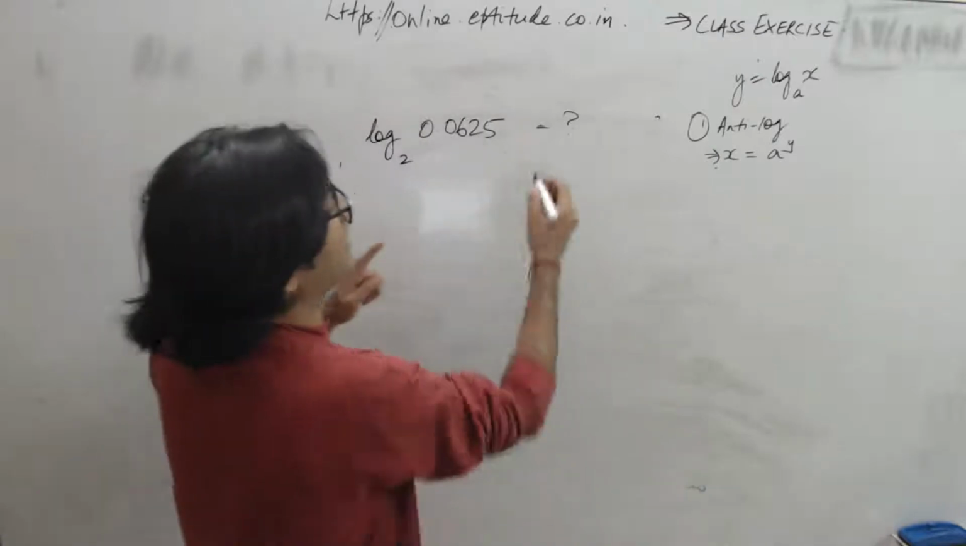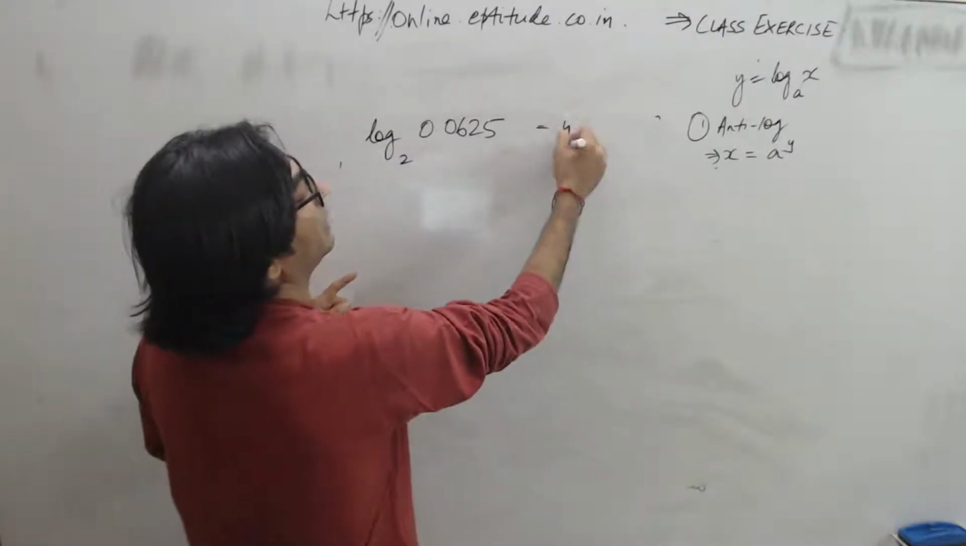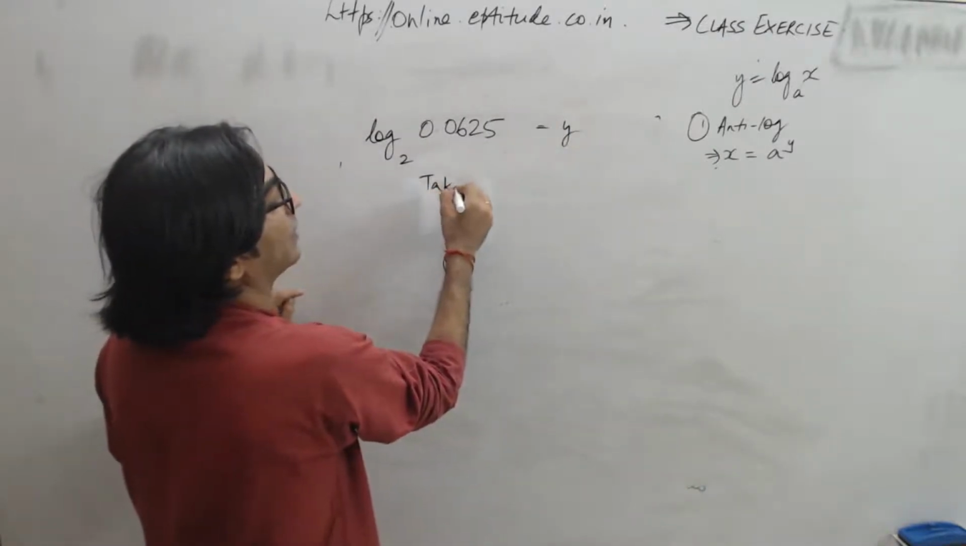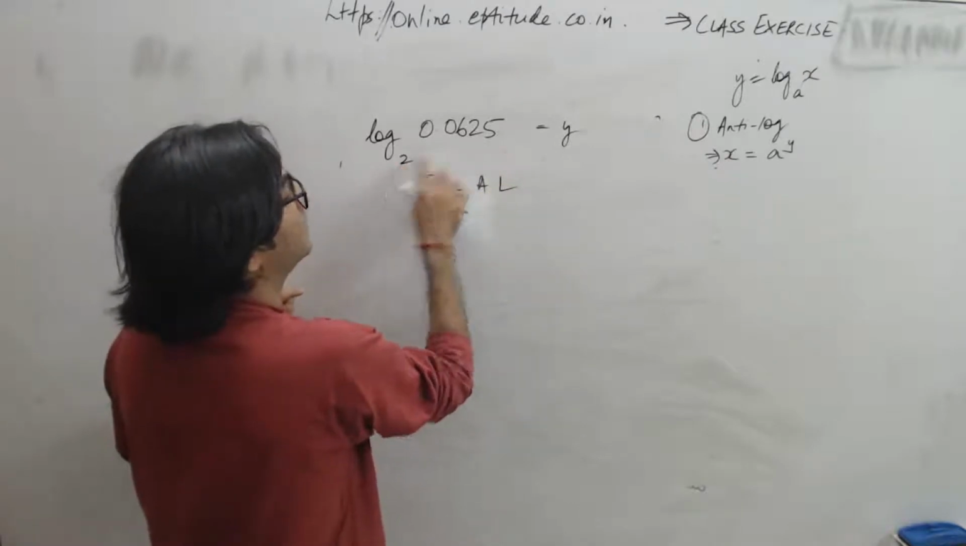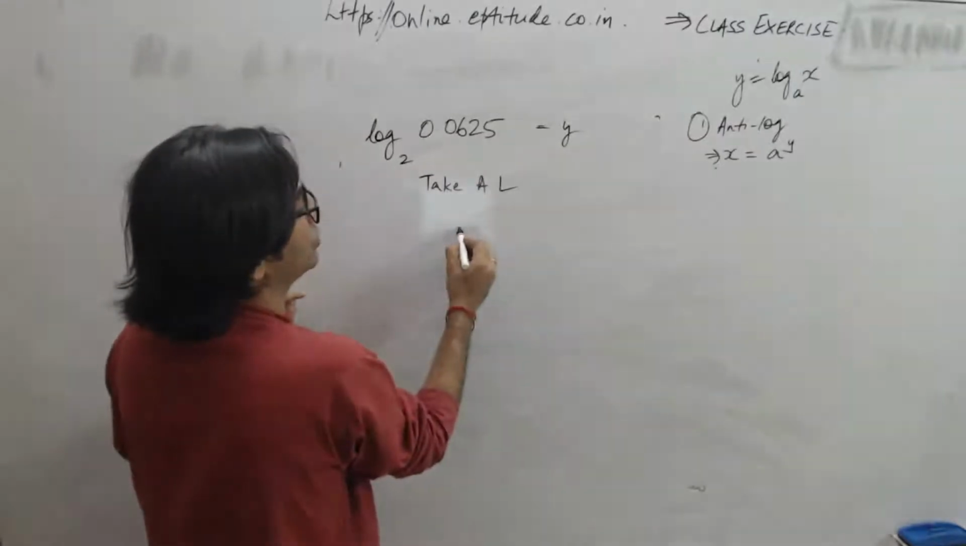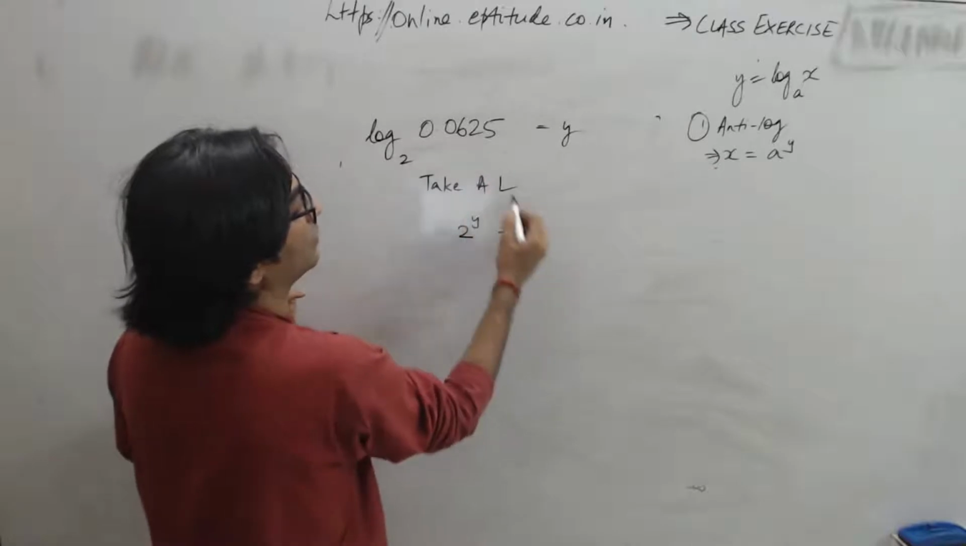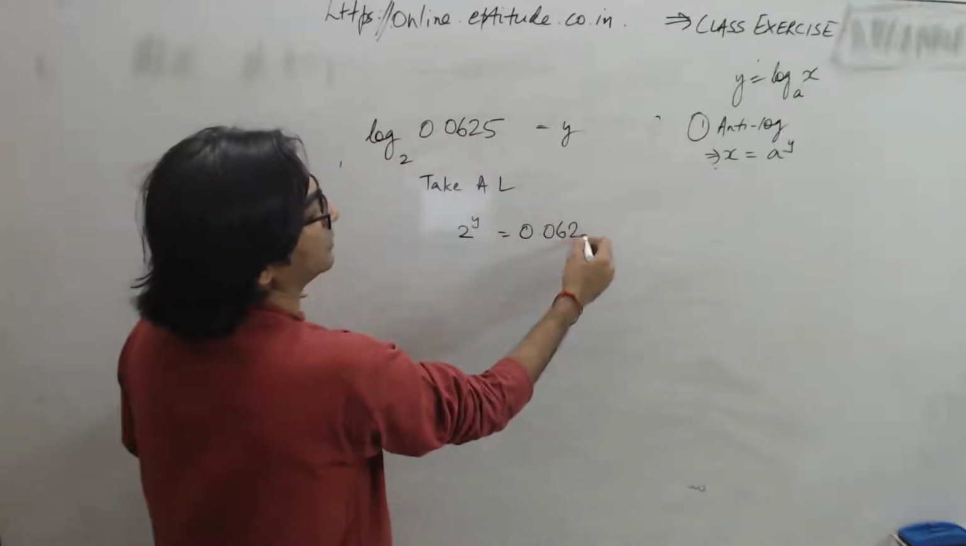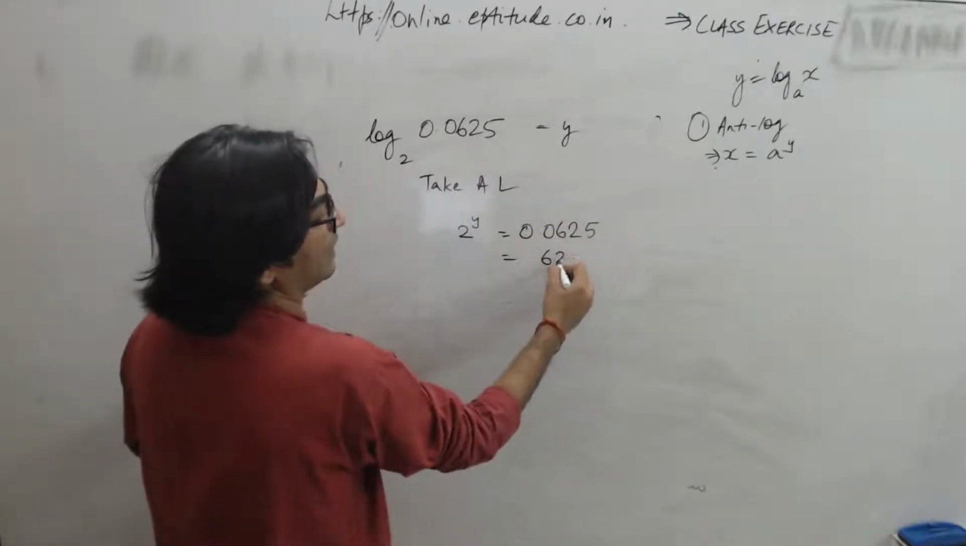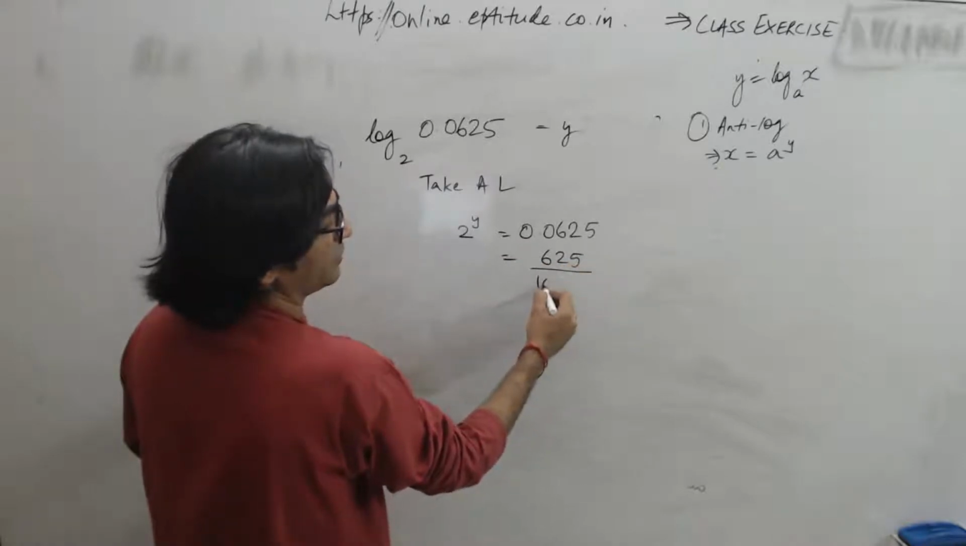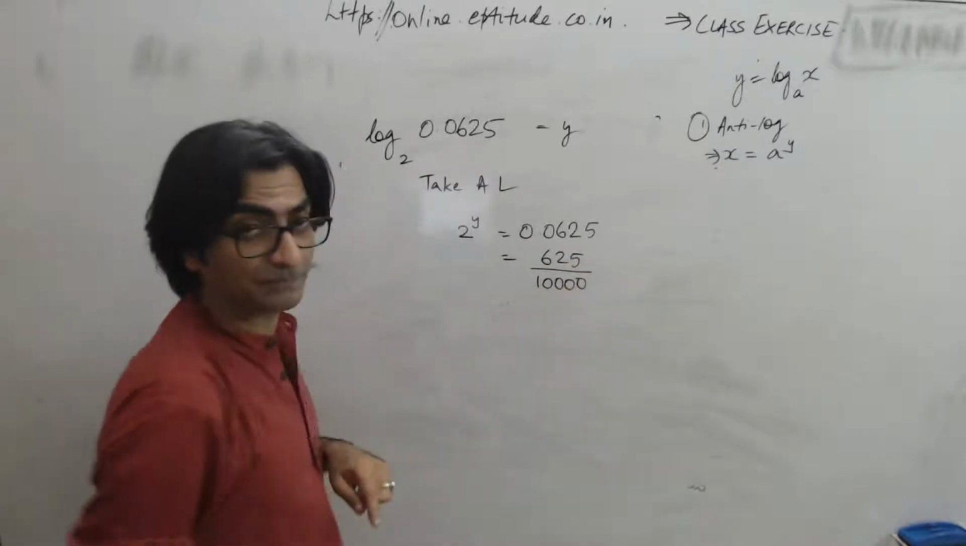Yeah, let's do the same thing. Let's make it equal to y and take the antilog, right? Antilog would mean this power of the base, which means 2 raised to the power y is equal to the radicand, 0.0625. And if I remove the decimal, this is going to be 625 upon 10,000.